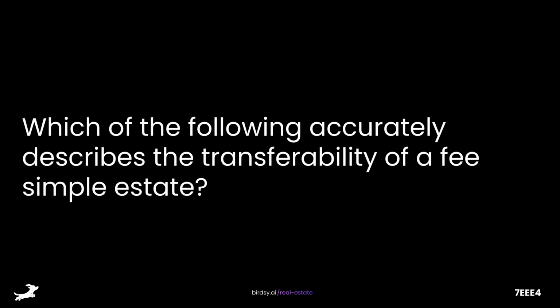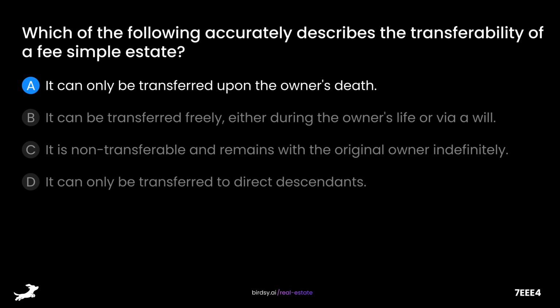Which of the following accurately describes the transferability of a fee simple estate? Is it A, it can only be transferred upon the owner's death? B, it can be transferred freely, either during the owner's life or via a will? C, it is non-transferable and remains with the original owner indefinitely? Or D, it can only be transferred to direct descendants?